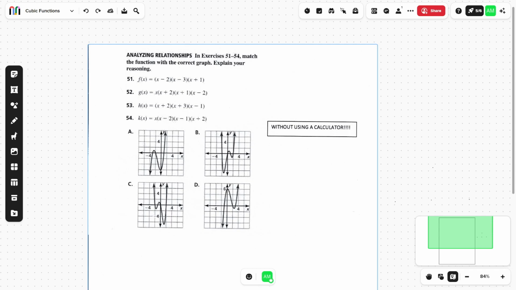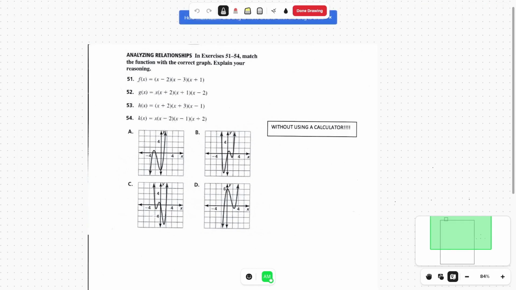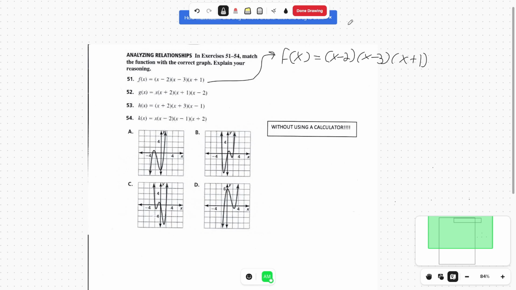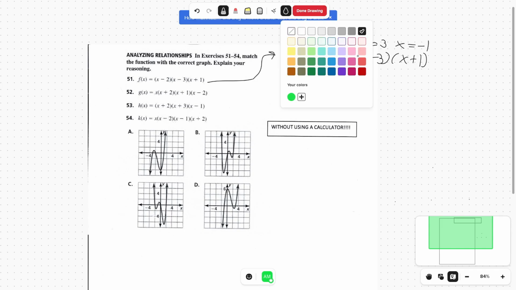So we're just analyzing the relationships, which means we don't have to get all into it. So let's just take our first one, bring it up here. F of x equals x minus 2 times x minus 3 times x plus 1. Each of these is a solution, so x equals 2, x equals 3, then x equals negative 1. Then we just have to find these.